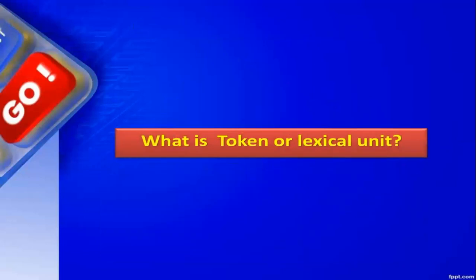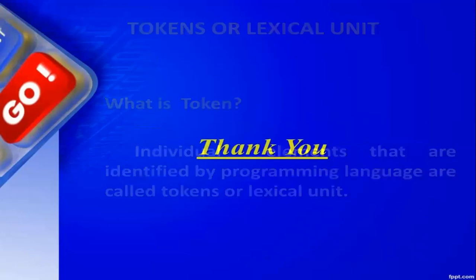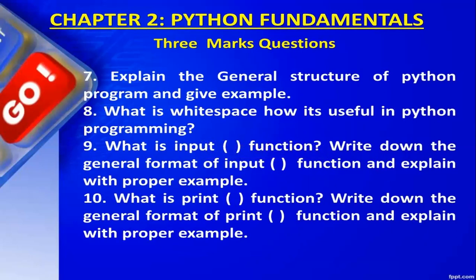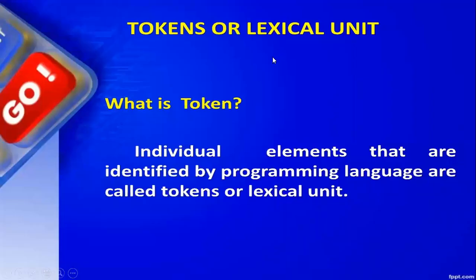Then comes the question, what is a token or a lexical unit? Now, a token is the smallest element of a Python script that makes any meaning to the interpreter. So, the smallest element is called a token. Basically, there are 5 kinds of token. So, basic individual elements that are identified by the programming language are called tokens or lexical units.